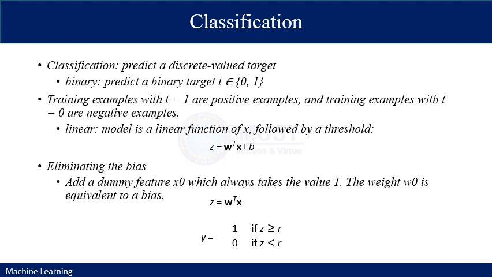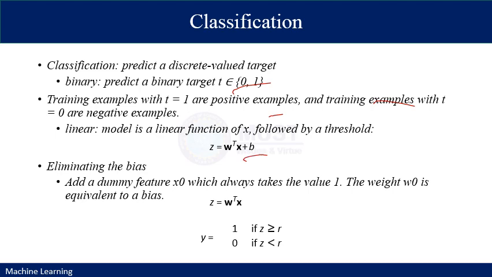So similar concepts can be applied to the classification techniques, and if you recall, classification is the prediction of a discrete valued target instead of a continuous valued target. So if you take binary classification, you have to predict a binary target which is either 0 or 1. Training examples with the target equal to 1 are positive examples, and training examples with the target equal to 0 are negative examples. Again, if you use the linear model which we used in linear regression, the model is the linear function of x followed by a threshold bias.